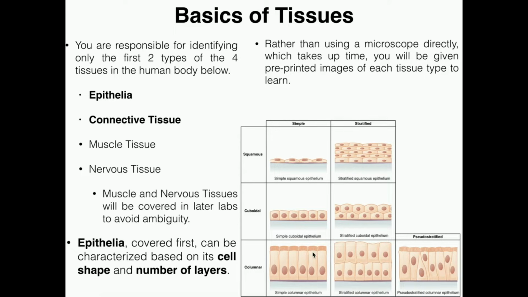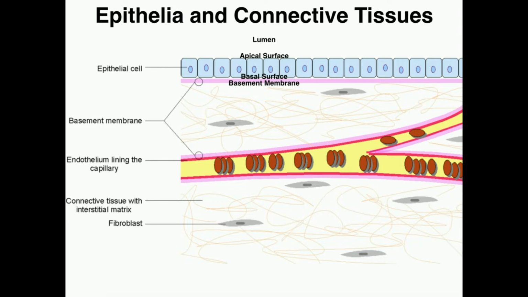In this course, we will not be looking at stratified cuboidal or stratified columnar epithelium. And additionally, instead of using a microscope directly in class, as you saw or will see, we're actually just going to be looking at images of these slides just for the purpose of time.